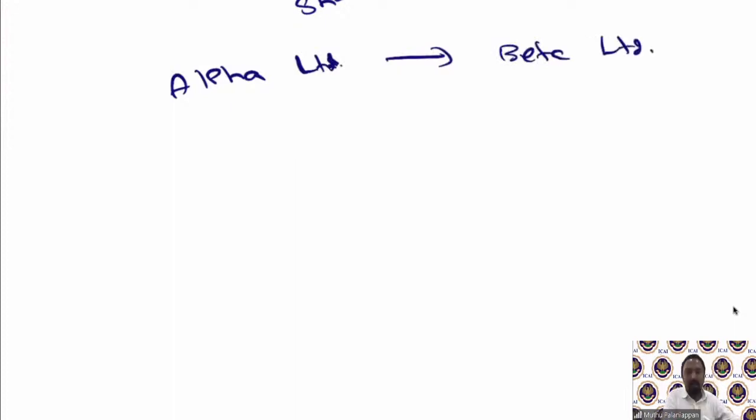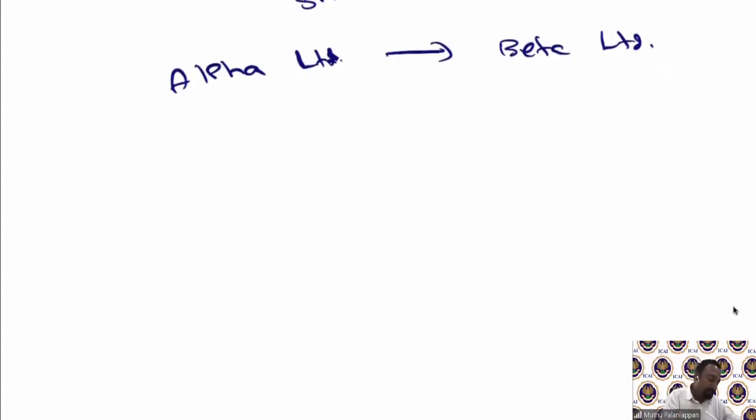So the provision says, let's say Alpha Limited is selling goods to Beta Limited. Okay, Alpha is selling to Beta Limited. Let's say Alpha's turnover is 15 crores. Beta is selling goods, let's say for 1 crore. Whatever is being sold by Beta Limited is 1 crore.